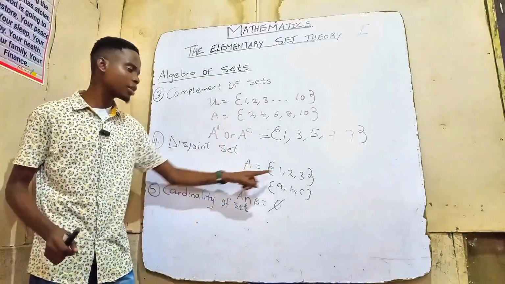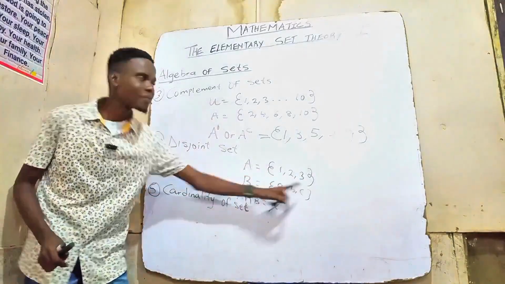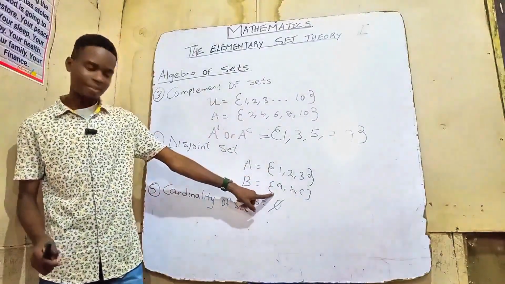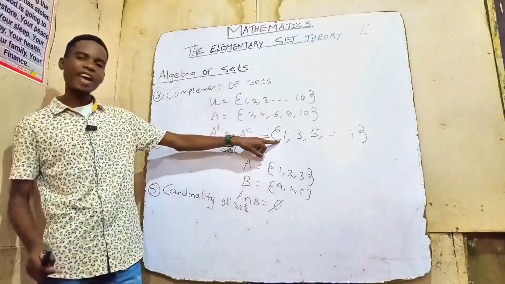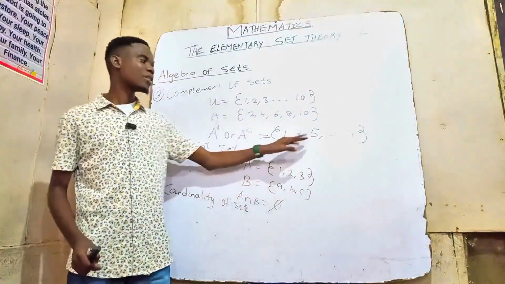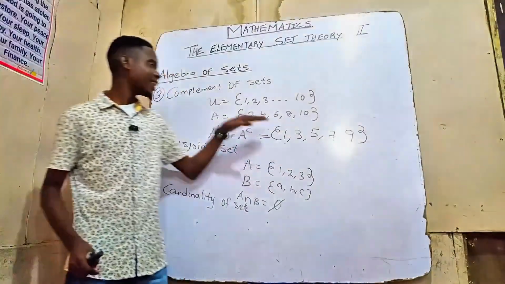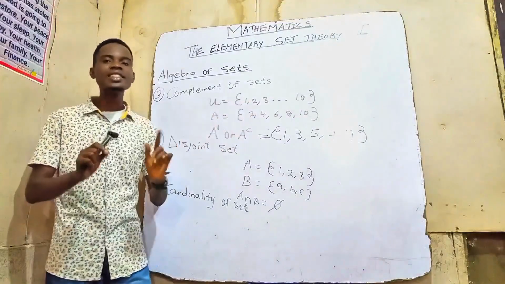The cardinality is not 3 because 3 is here. The cardinality is 3 because we have 3 members here. The cardinality of this set is 3 because we have 3 members here. The cardinality of this set is 5 because we have 5 members here, not because I have 5 written here, but because there are 5 members. The cardinality of this universal set is 10.